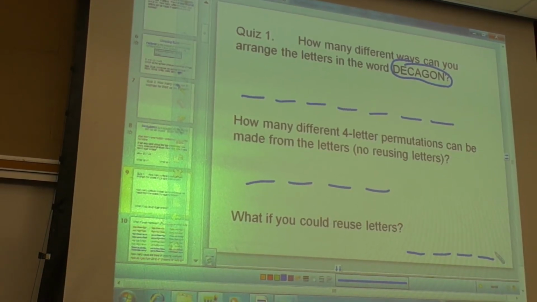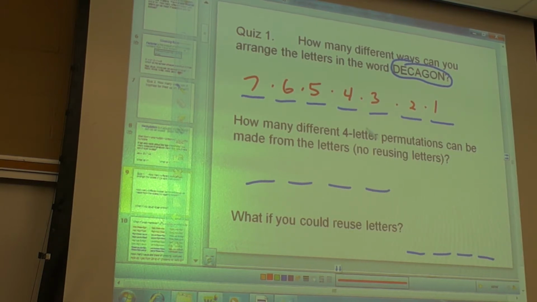Okay, so let's take a look at Decagon. How many options for the first letter? Seven. Next letter? Six. Next letter? Five. Next letter? Four. Then three, then two, then one. Everybody on board with that? So we're arranging them. You're picking all of them, you're just putting them in any order.